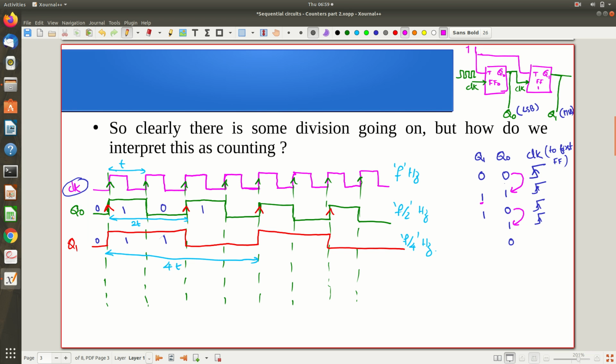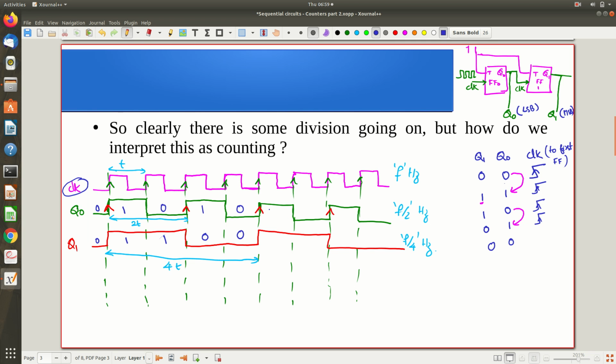Okay, because for Q1 the input clock is the Q0 output, during the next clock cycle Q0 is changing from 0 to 1. As a result our Q1 is going to change to 0. So this 0 transition happens because of this transition. Okay, now during the next one it simply retains. But this Q0 will toggle, right? So it will go like this.